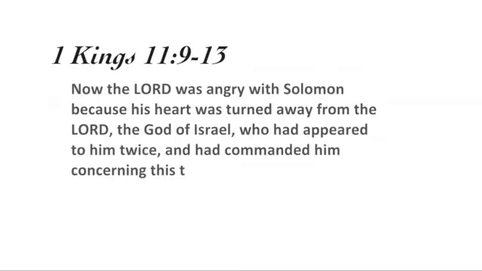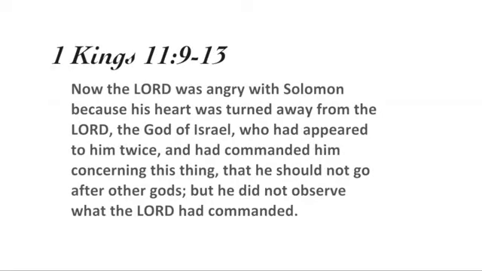God became angry with Solomon for this idolatry, especially since he had appeared to him twice to warn him about this very issue. And God announced to him in 1 Kings 11:9-13 that his judgment was coming down upon his sin. And that judgment was the division of his kingdom after his death. Now the Lord was angry with Solomon, because his heart was turned away from the Lord, the God of Israel, who had appeared to him twice, and had commanded him concerning this thing, that he should not go after other gods. But he did not observe what the Lord had commanded.